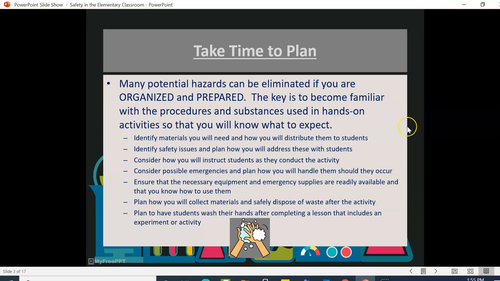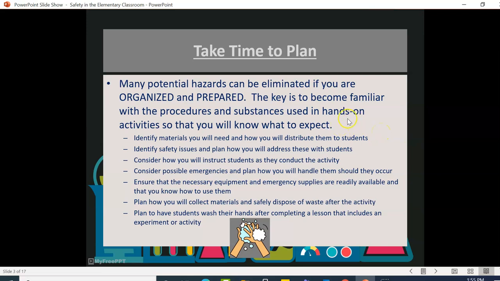The first thing you need to do is take time to plan. Many potential hazards can be eliminated if you are organized and prepared. So you should become familiar with the procedures and the substances used in hands-on activities so you'll know what to expect. Always perform the activities and experiments before assigning them to students.